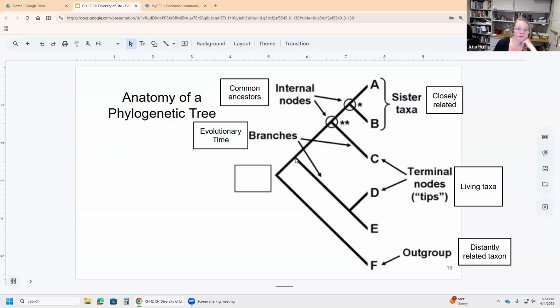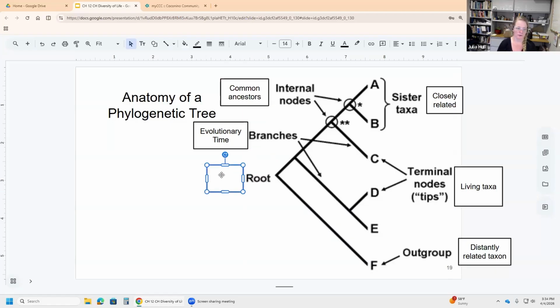So we have to travel farther through evolutionary time than we did to get to the common ancestor of A and B, or even the common ancestor of A, B, and C, which is found at this node. And then this last thing is the root. This is a special node, and this is the common ancestor of all of the living taxa represented in this phylogenetic tree.